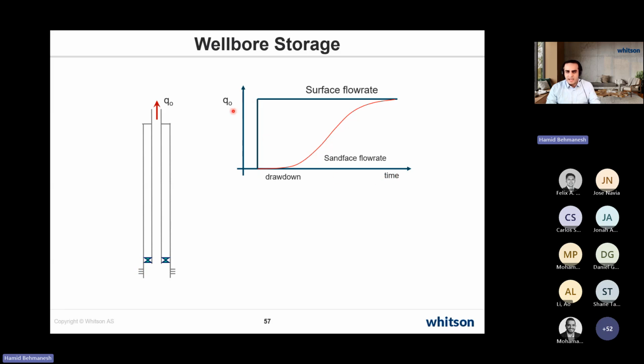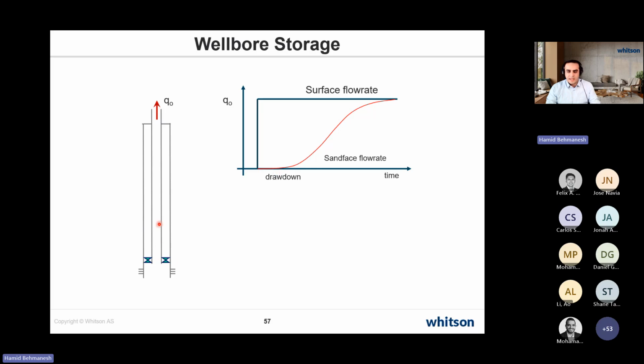On the y-axis, this is the Q that we get from the surface flow rate. We try to operate at constant flow rate. And on the x-axis, this time. And this red line shows the contribution from the reservoir side. So in the early time, the contribution from the reservoir is zero, or minimal, right?